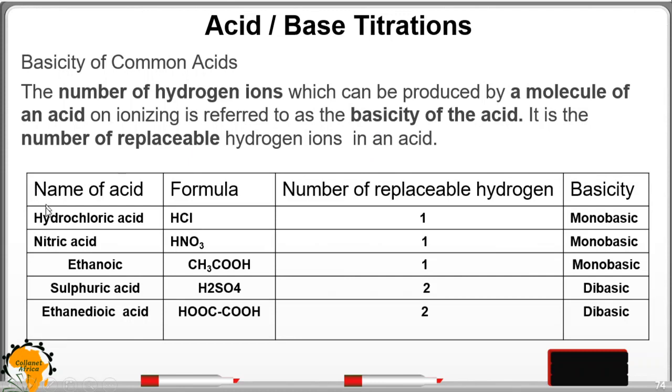For example, hydrochloric acid, formula HCl, has one replaceable hydrogen, hence known as monobasic. Nitric acid, we have one, monobasic. Ethanoic acid, we have one replaceable hydrogen ion, hence monobasic. For sulfuric acid, we have two replaceable hydrogen ions, then referred to as dibasic. Sulfuric acid has two replaceable hydrogens, then known as a dibasic acid.